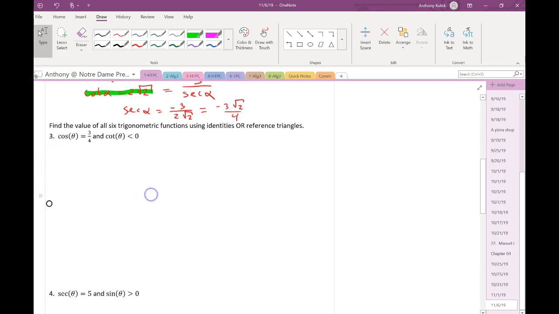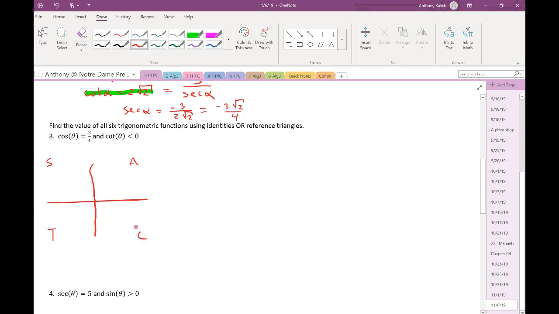Okay. Let's do 3 both ways, using an identity and then also using a reference triangle, just to see the difference. Okay with that plan? Which one do you want to start with, the reference triangle or identity? Okay. So I'm going to start by drawing my XY axis.